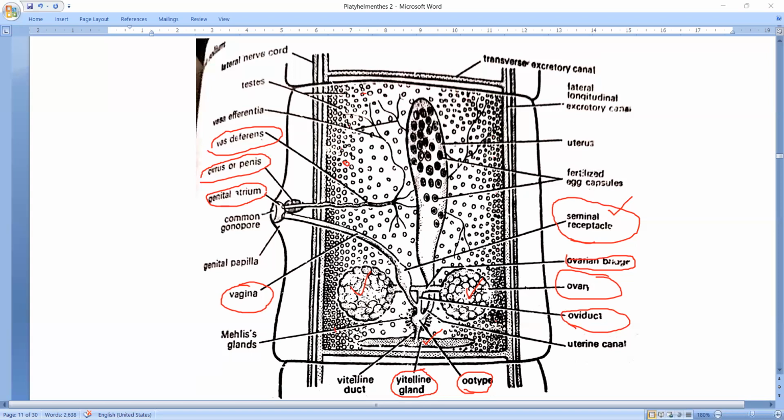From the place where the ootype, the female gonoduct and the vitelline duct meet, there is a vertical elevation called uterus. It almost reaches up to the anterior region. It is a big sac-like structure called uterus. Generally, fertilization takes place in the ootype, and the seminal receptacle stores the sperms temporarily after copulation. So that is the male and female reproductive system.